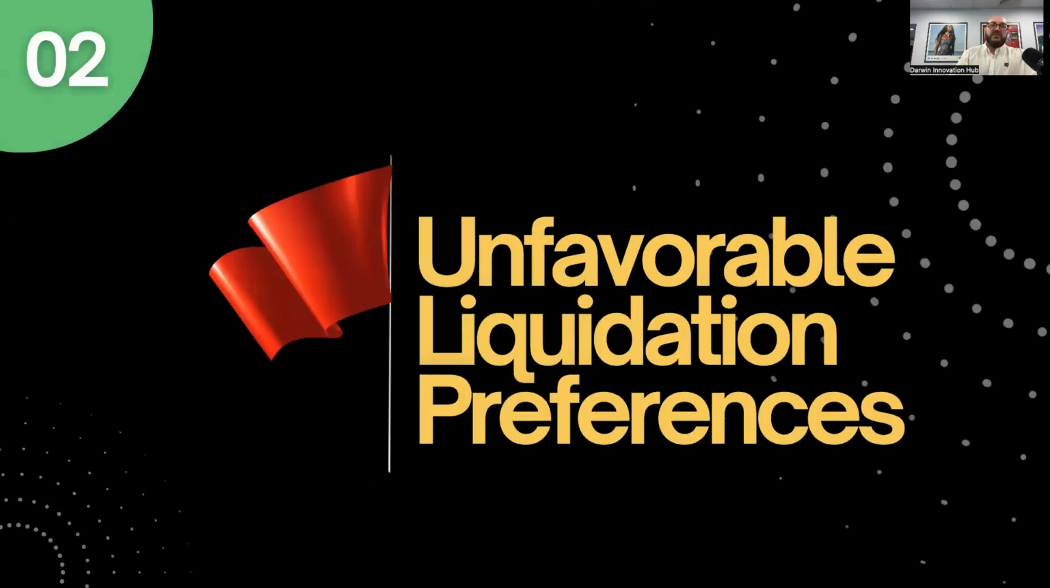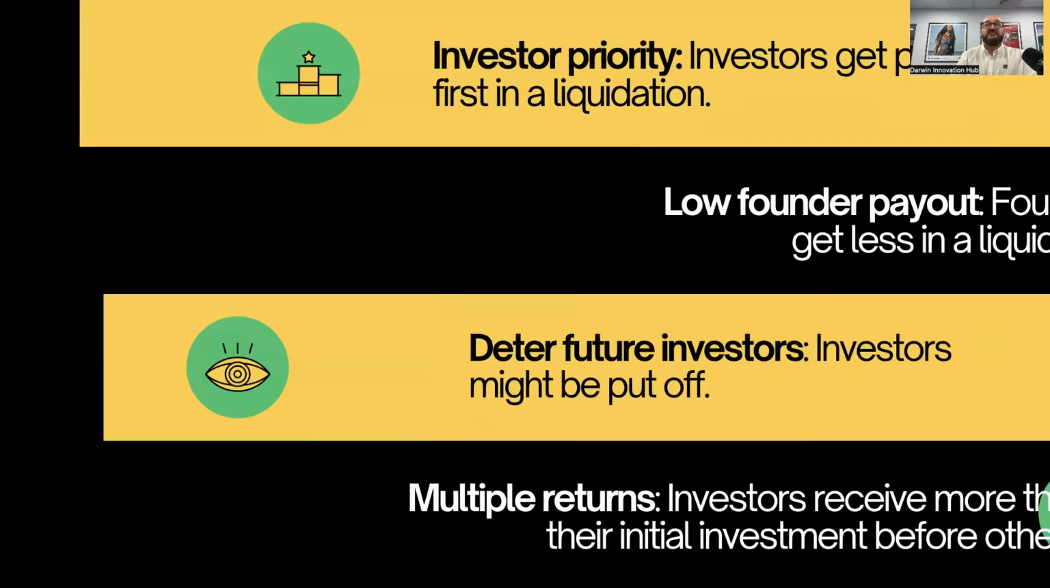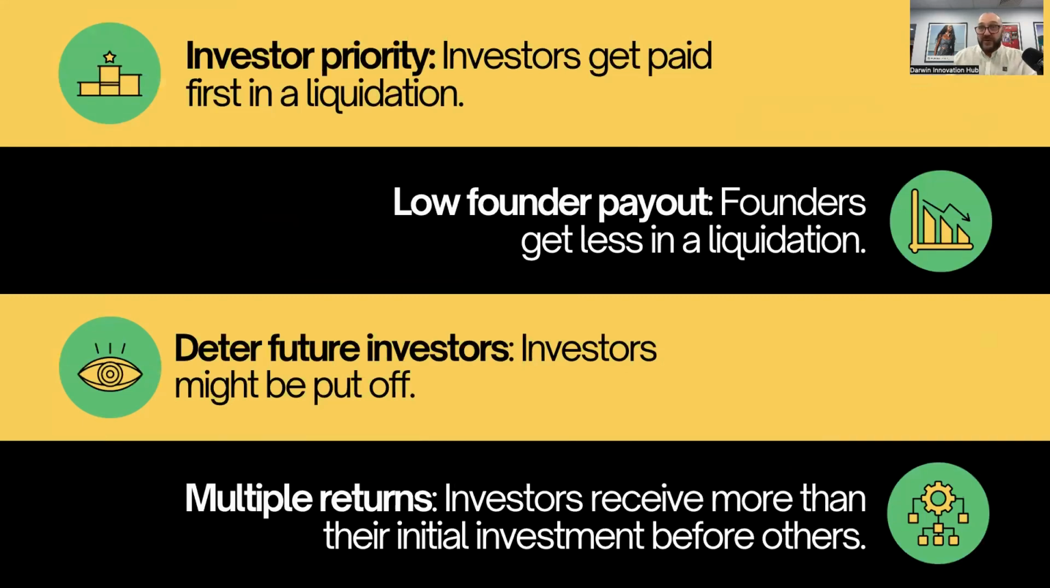The unfavorable liquidation preferences are definitely a red flag to watch for. This is where, for instance, the investor priority is that investors get paid first. You may not want that to be the case, even though the investors may quite often call for that. They may also go, well, it's only fair that at the same time, the founders get paid. A low founder payout for you as a founder. Now, obviously, you want to try and avoid that because that means that you get less when the company is liquidated. It also can deter future investors if these things are in place.